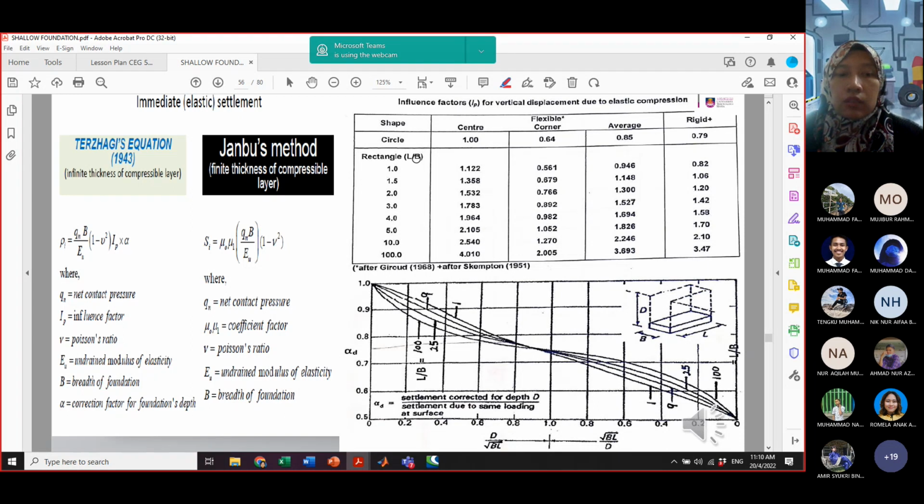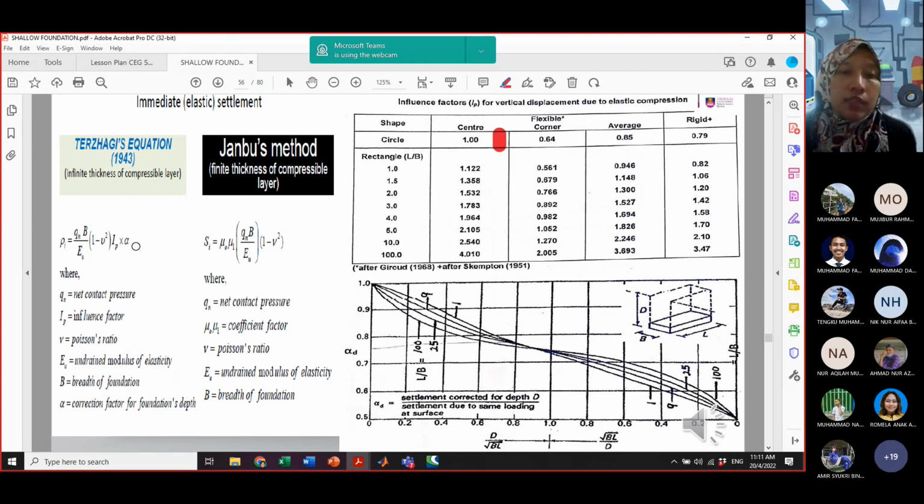Influence factor ni, dia also similar to that kinds of, kita panggil dia vertical stress. So kalau kata awak punya footing ni jenis flexible, kemudian footing you is located at the center, dia punya shape adalah circle, so dia punya influence factor is IP sama dengan 1. So kat mana nak guna IP? Masukkan dalam formula Terzaghi contohnya.